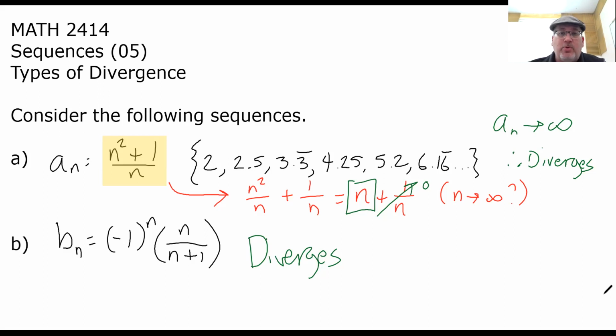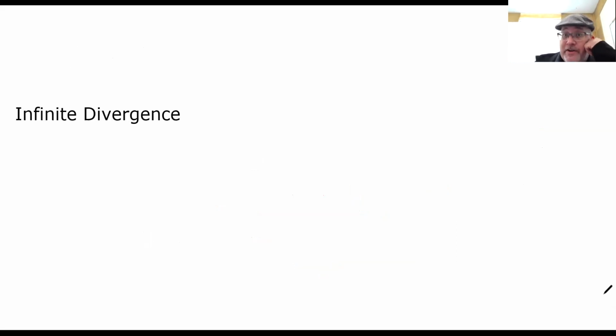So let's categorize what we mean by different types of divergence. The first is called infinite divergence, which is exactly what it sounds like. It's when a sequence gets infinitely large. Now, there is a rigorous definition for it, but first I want to show you the quote-unquote limit definition. This sequence has infinite divergence.